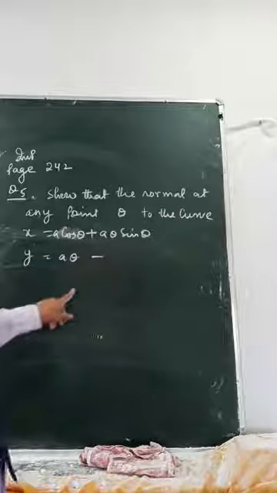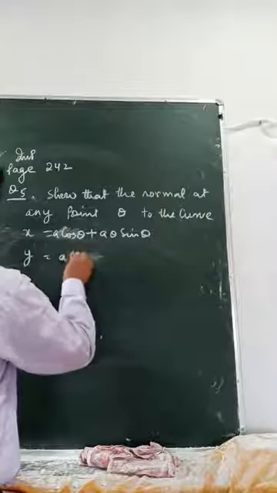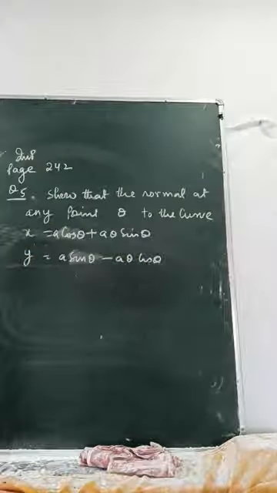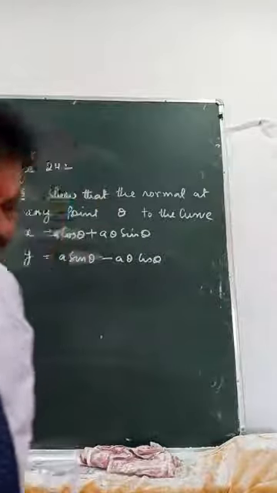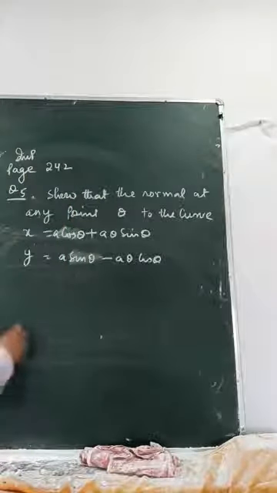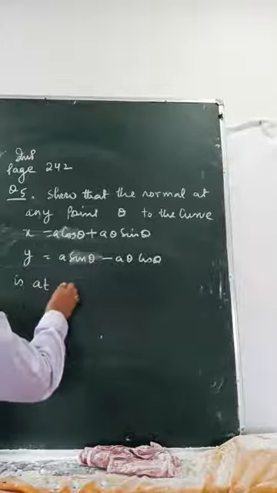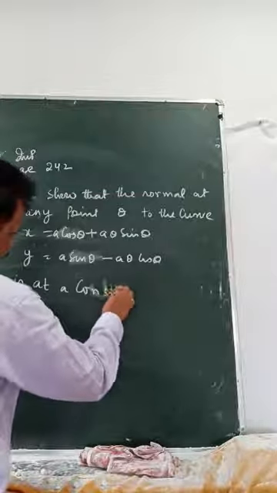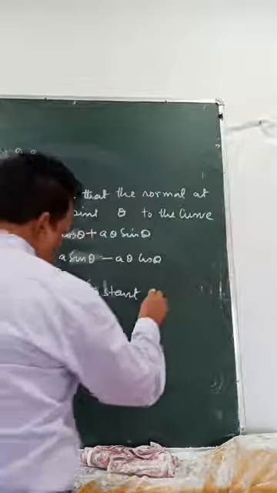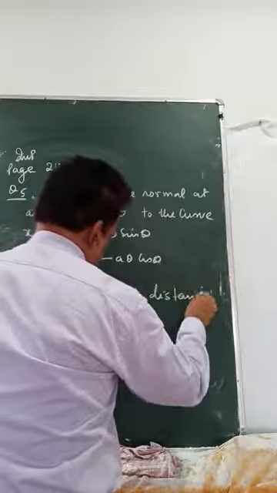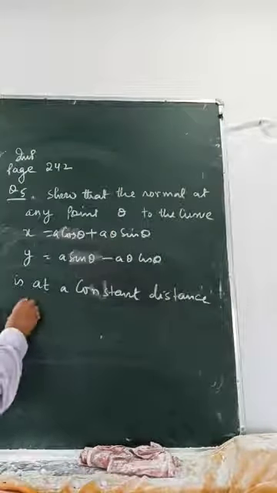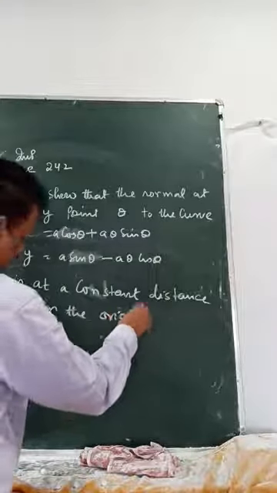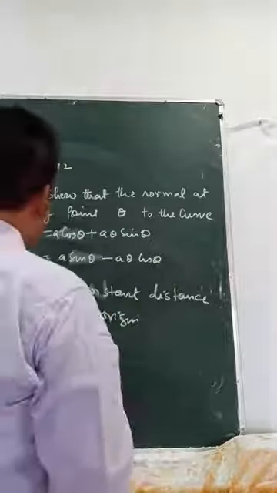then y equals a sin theta minus a theta cos theta, is at a constant distance from the origin. Okay, how to understand this? Look at here.